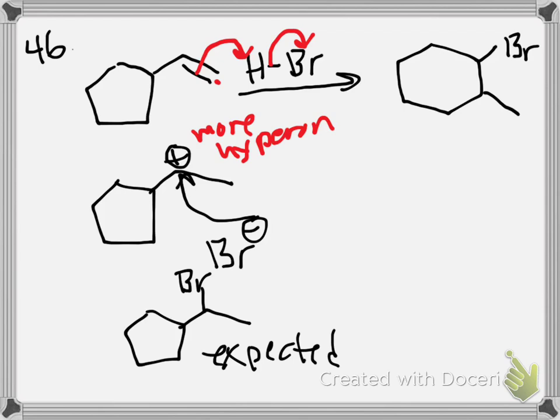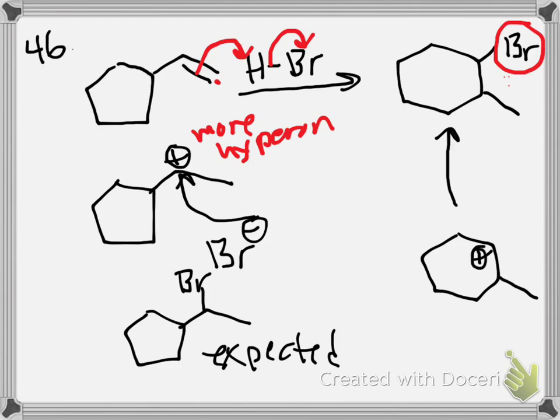This product over here, though, is unexpected, but it does come from a carbocation. So all you do is you just mentally erase the bromine and put a plus charge where the bromine is bonded. So there's the plus charge, and there's the methyl group.